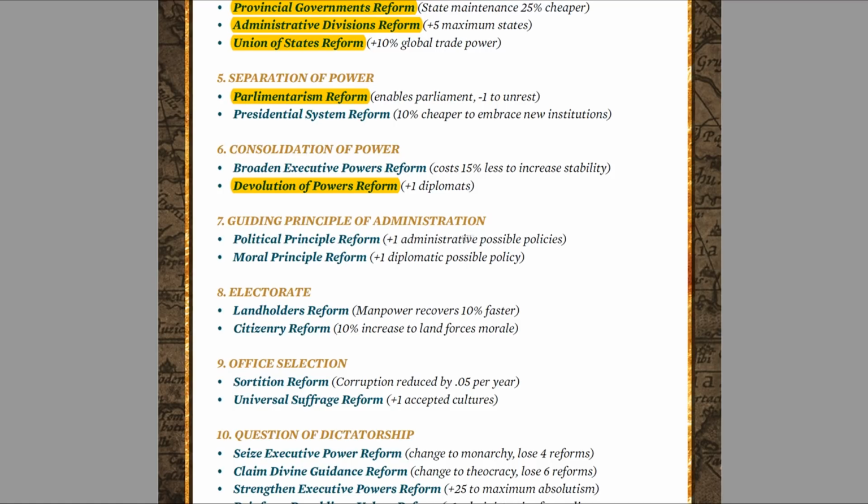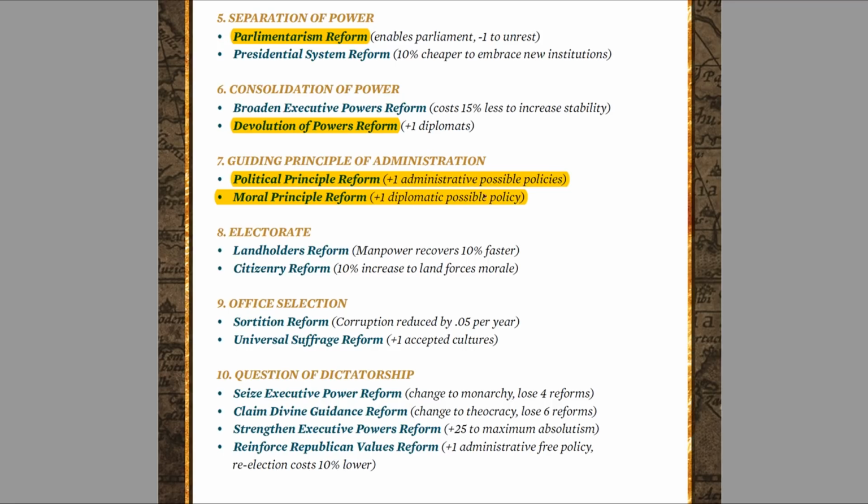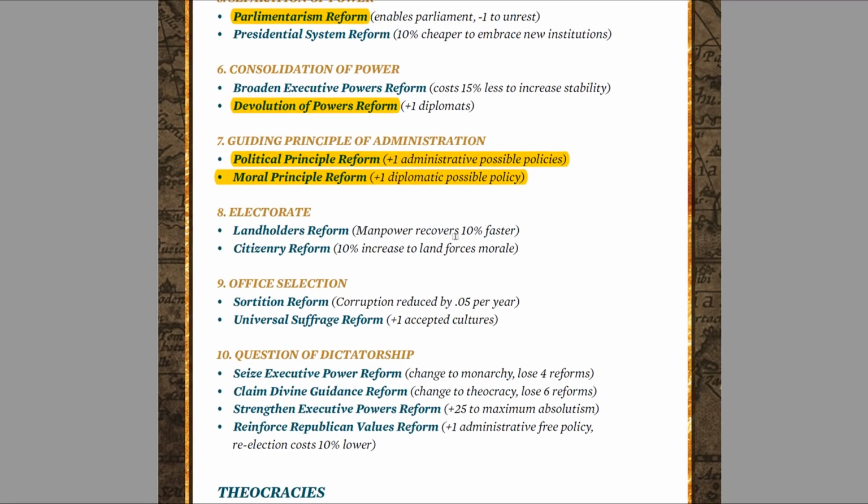7th reform, +1 admin policy possible, +1 diplomat. Okay, yeah, you can go either way depending on what you're trying to do with the game and what policies you're looking for. Both are pretty good. 8th reform, manpower recovers 10% faster, 10% increase to land force morale. All right, morale is awesome. 10% increase to morale, that is pretty great.